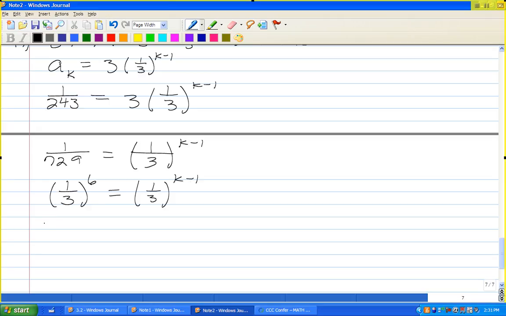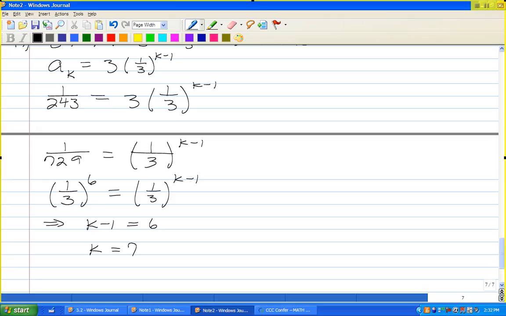Therefore, since the exponential function is injective for non-zero bases and bases that are not 1, and since the exponents are the same, then since the bases are the same, the exponents must be the same. And so that says that k is equal to 7.